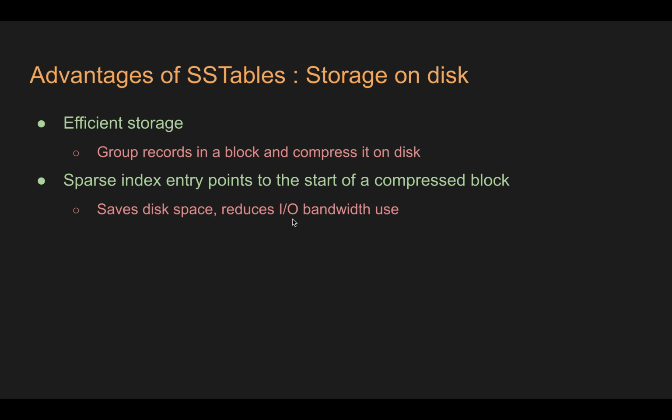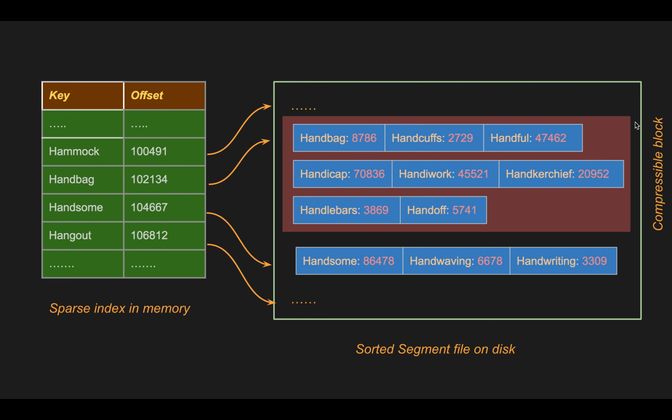Now, another advantage of SSTables is how the segment files are stored on disk. We saw in the previous slide that we need to scan over several key-value pairs when we get a read request. So it's also possible to group those records into a block and then compress it before writing to disk. In this case, this whole area is a compressible block, and the whole block can be compressed before it is written to disk.